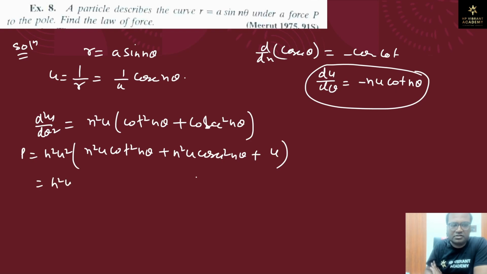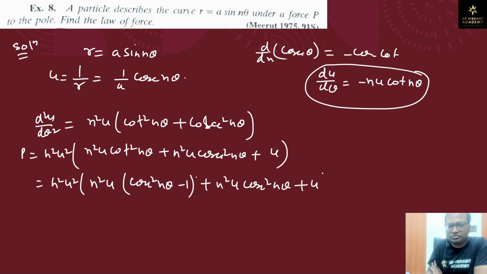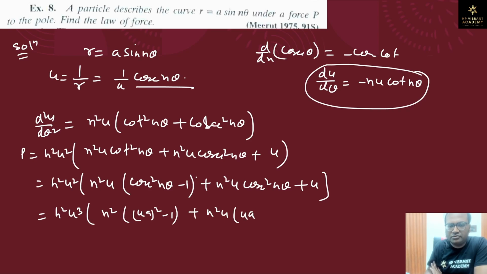So we have h square u square, n square u into 1 plus cot square n theta is cosec square n theta. This will be cosec square n theta minus 1, equal to n square u cosec square n theta plus u. Okay, so let us take u common: h square u cube, n square, and cosec n theta is ua. n square into ua whole square minus 1 plus n square, ua whole square plus u. Okay, so u we have taken common, so this will be 1.